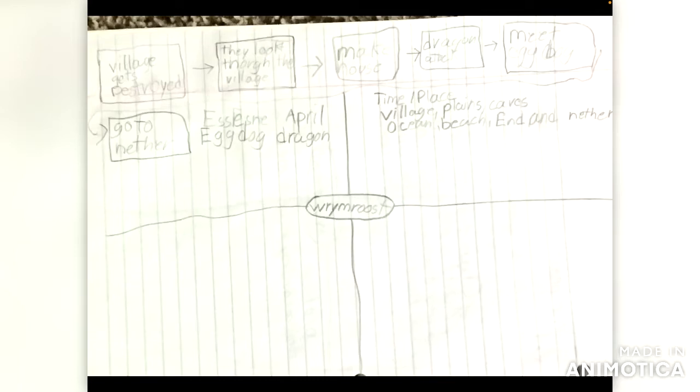And in the core 4, you also don't have to write every single core 4 slot, depending on what your story is about. So the characters are Essence, April, Egg Dog, and Dragon. Time, place is village, plains, caves, oceans, beach, and nether. So the conclusion is express emotion, which is mad.